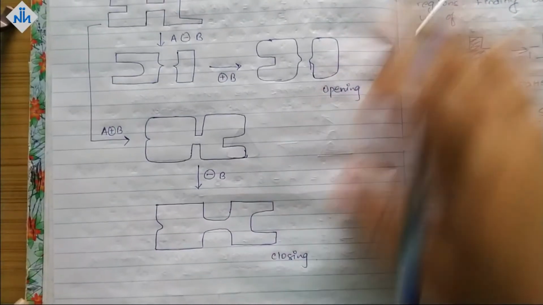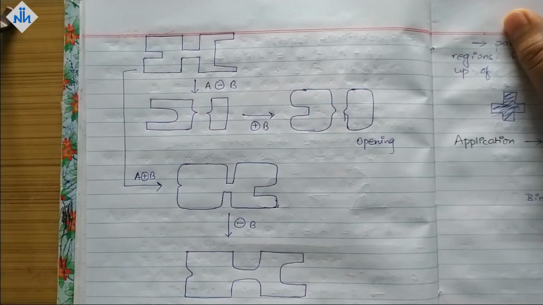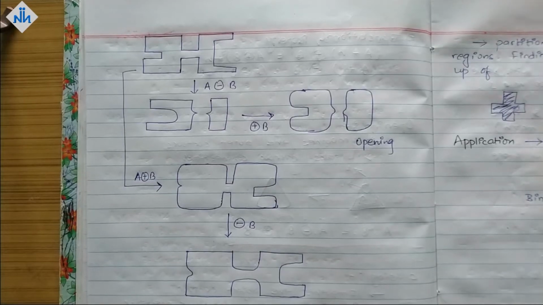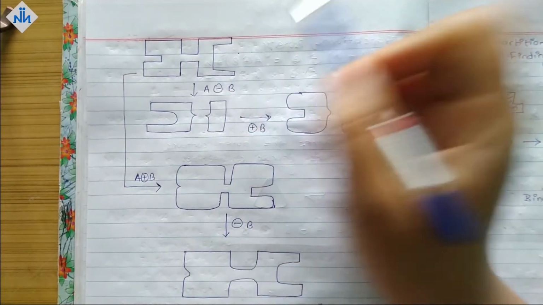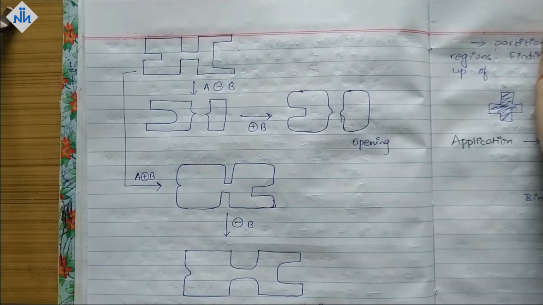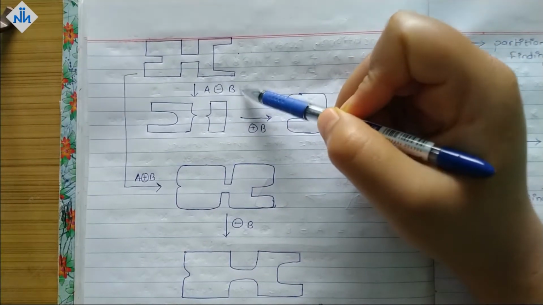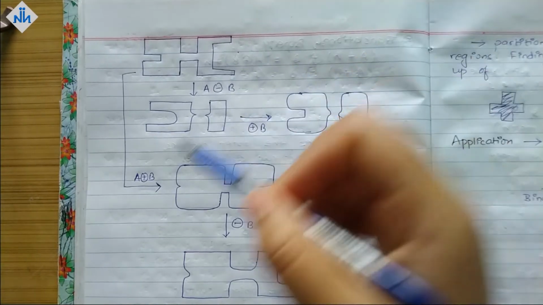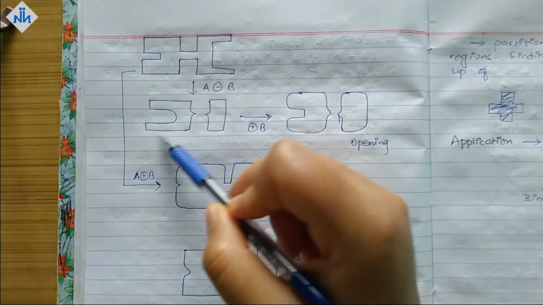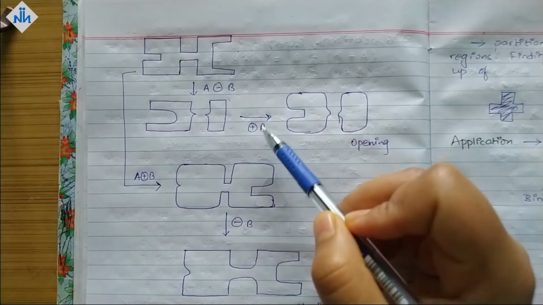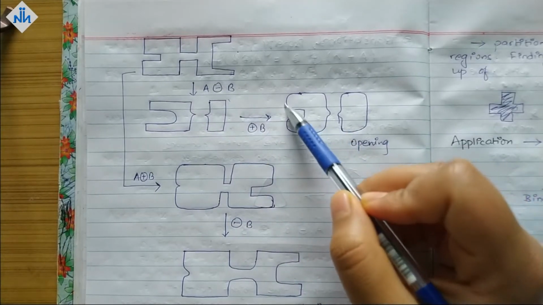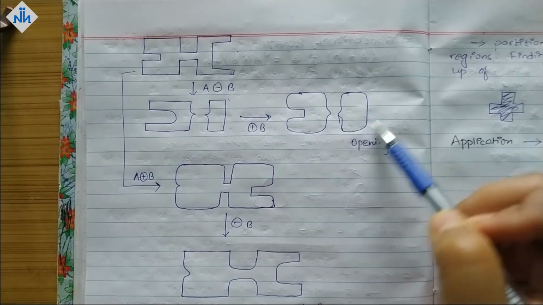Now for a better understanding, I have an example over here. So suppose this is our image and we have to apply opening and closing. So first let's see opening. For opening we were doing erosion first. So if we erode this image, what will happen? We get something like this. And after applying dilation, it will smooth the outer contour and we will get something like this.